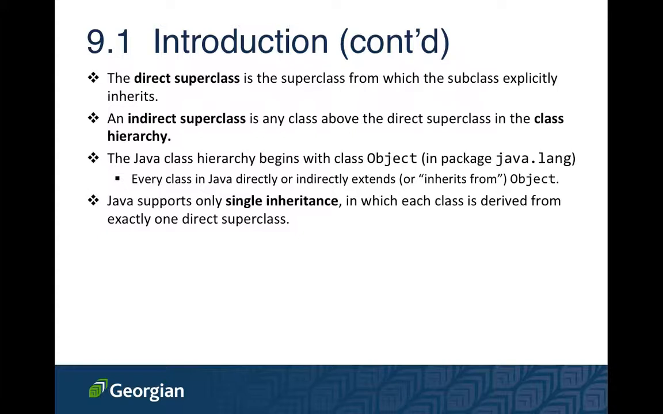Java supports only single inheritance, in which each class is derived from exactly one direct superclass. The problem with multiple inheritance is that you get these class fragments. Some other languages allow you to inherit different pieces from other classes, but not Java, which is okay. Actually, it's good, and very easy to learn that way.